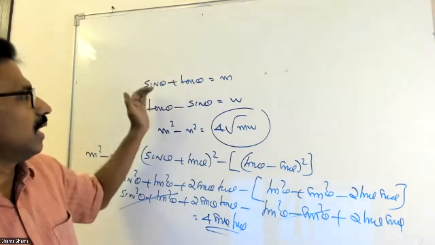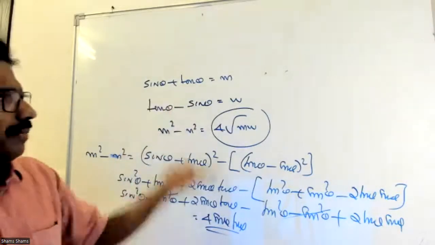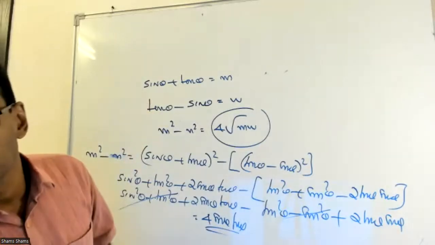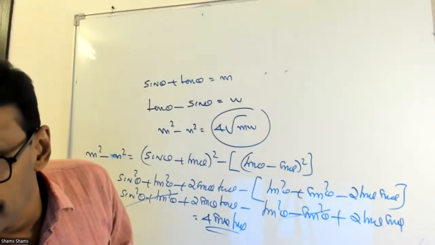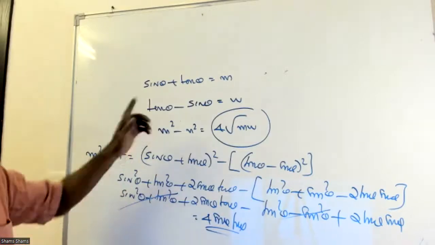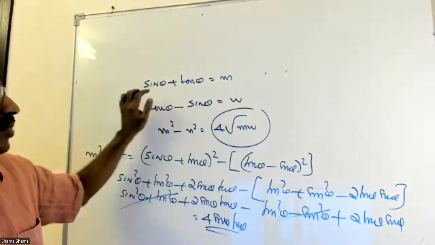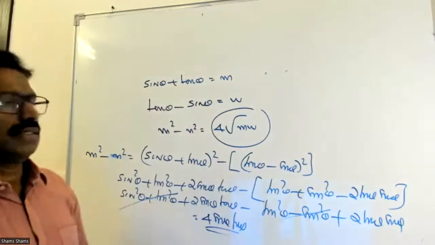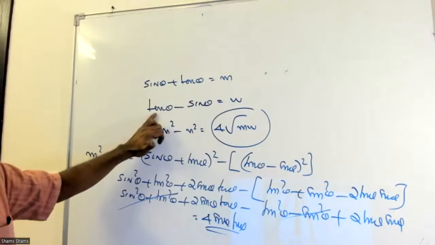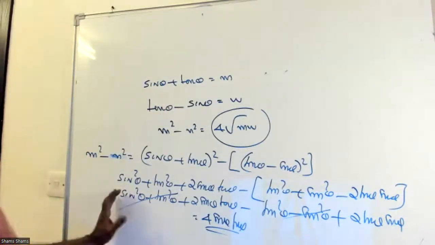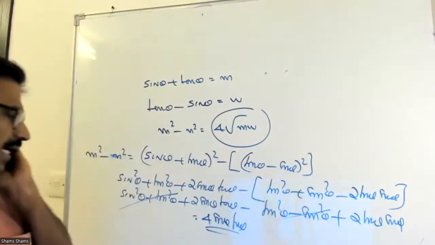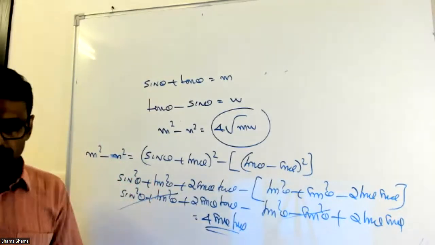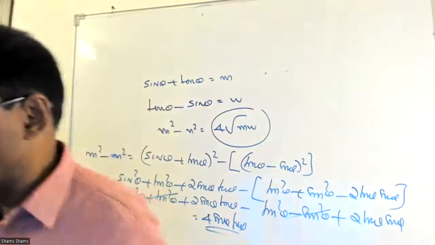Listen, m equal to sin theta plus tan theta. So m square is sin square theta plus tan square theta plus 2 sin theta tan theta. After that, n square is tan square theta plus sin square theta minus 2 tan theta sin theta. We subtract, the sin square and tan square cancel, and we get 4 sin theta tan theta. Okay, copy up to here. Then I'll go to RHS, that I'll do it.